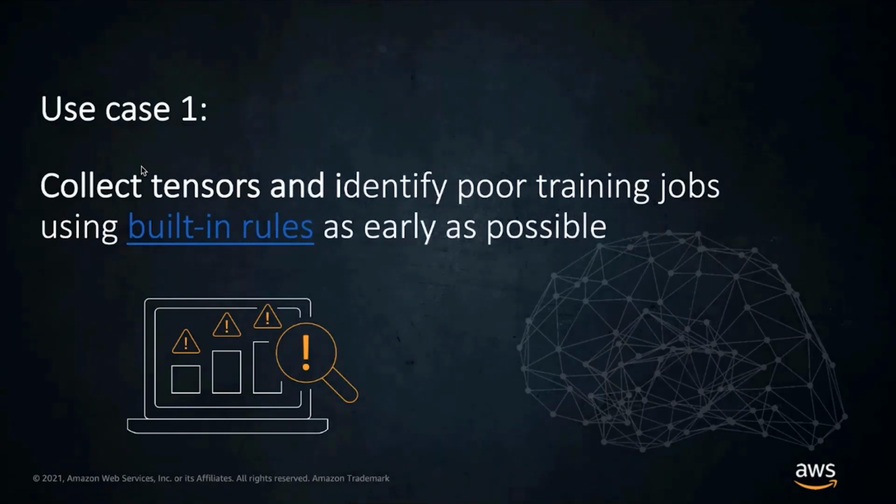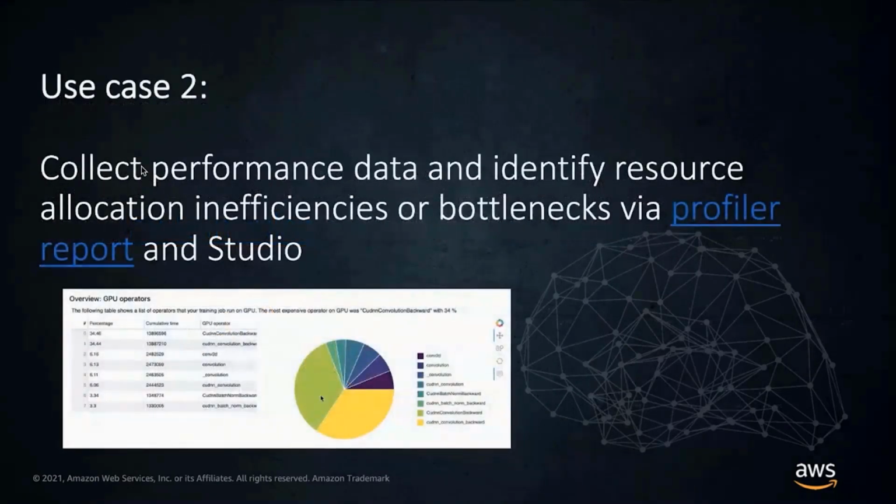In the first use case, we will look at how we can use Debugger to collect tensors and automatically identify bad training jobs using the available built-in rules. In the second use case, we will collect performance data and see how we can identify resource allocation inefficiencies by looking at the profiling report as well as SageMaker Studio.